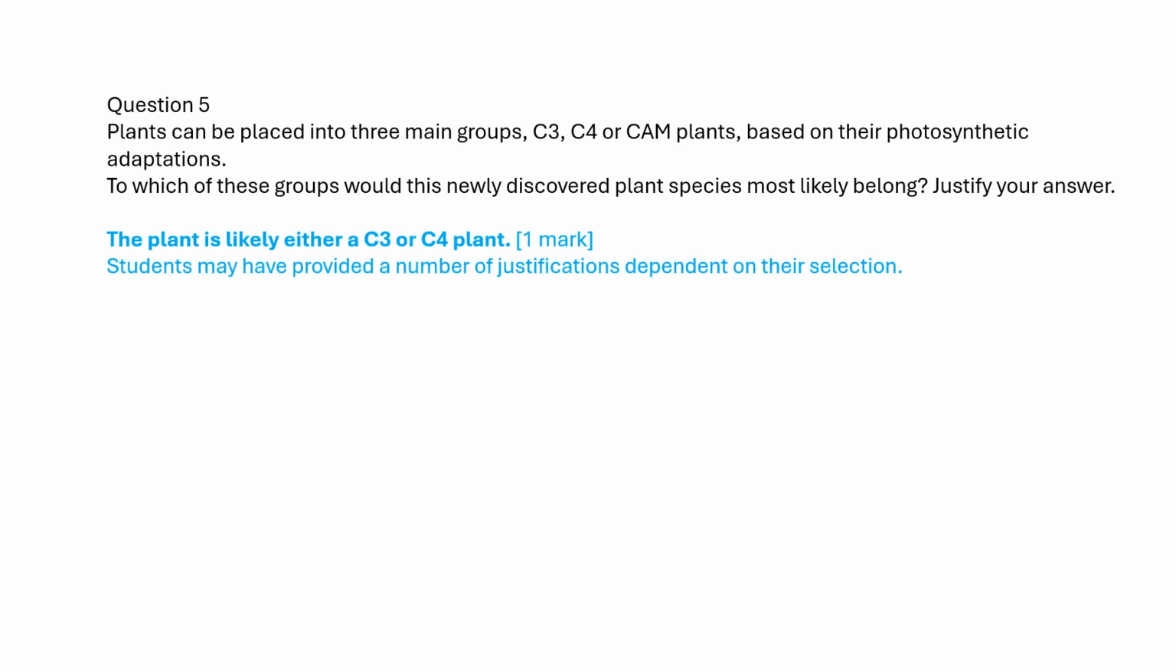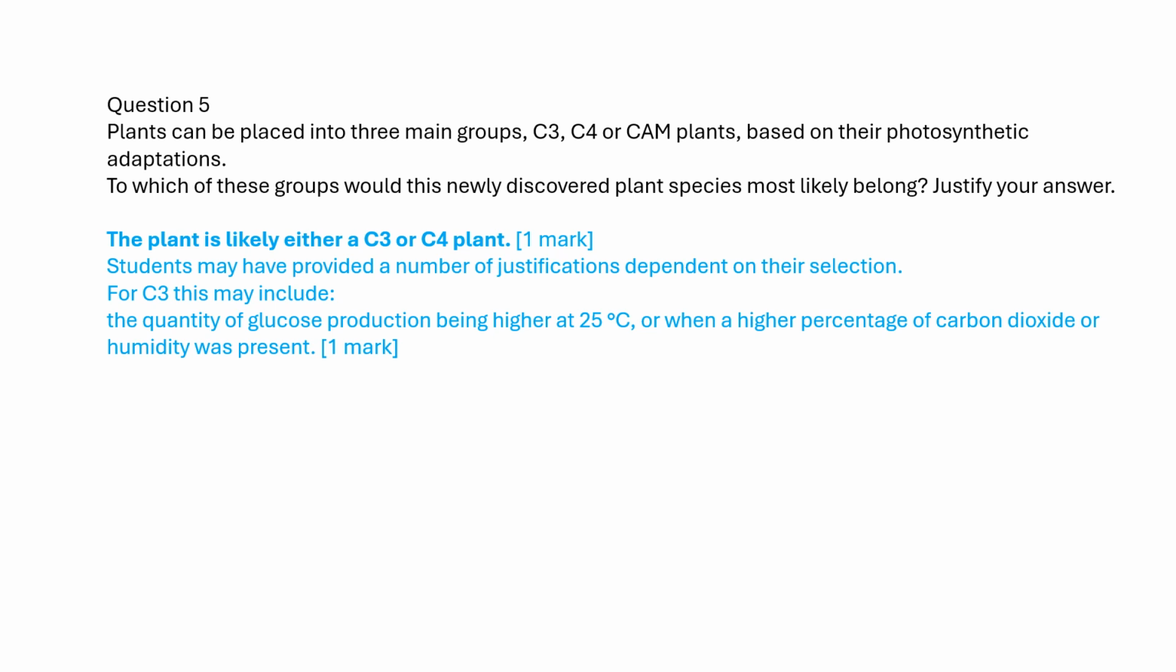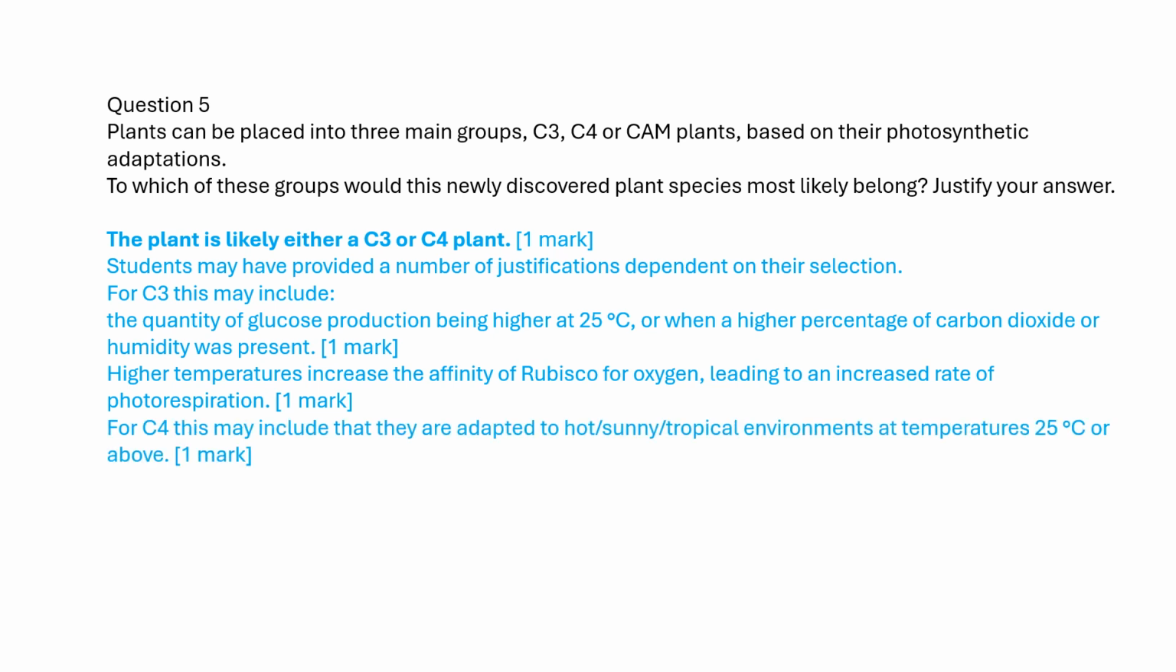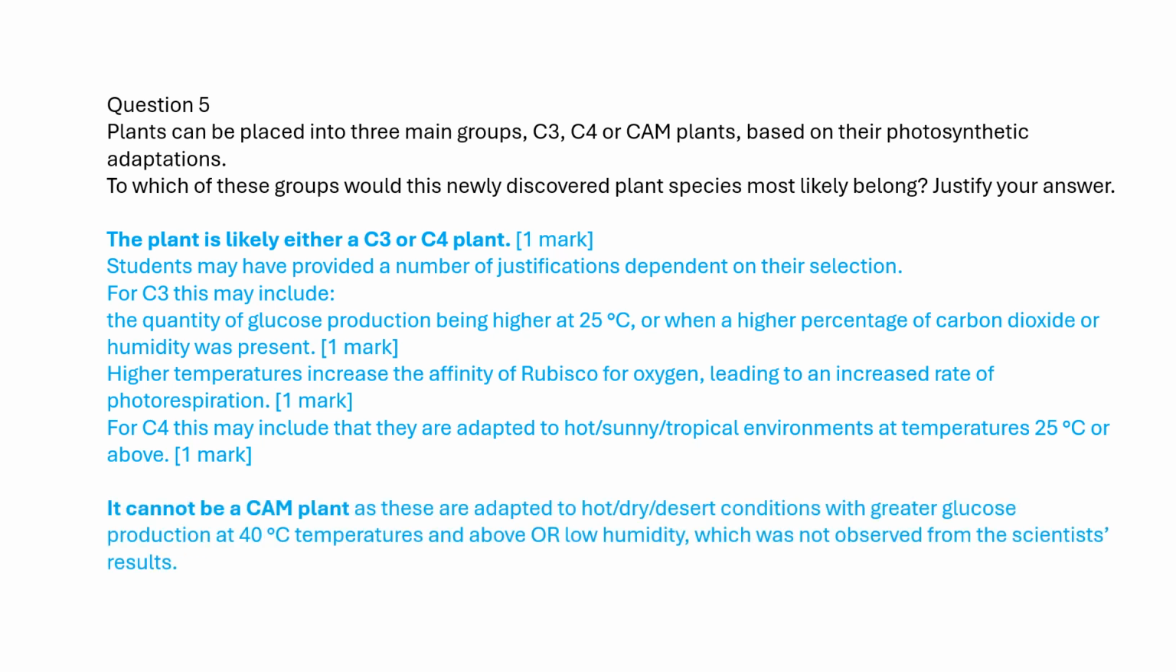For C3, the quantity of glucose production was higher at 25 degrees Celsius when a higher percentage of carbon dioxide or humidity was present. Higher temperatures increase the affinity of Rubisco for oxygen, leading to an increased rate of photorespiration. For C4, they are adapted to hot environments at temperatures 25 degrees Celsius or above. It cannot be a CAM plant as these are adapted to hot conditions with greater glucose production at 40 degrees Celsius and above, or low humidity, which was not observed from the scientists' results.